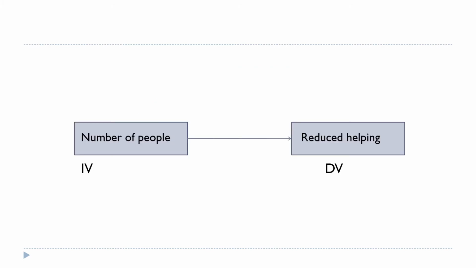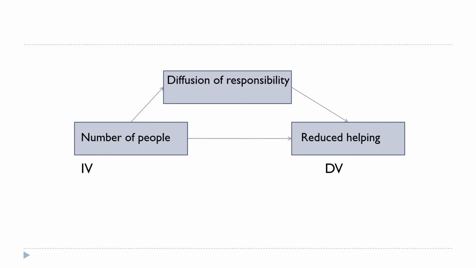Here's another classic example of a mediational relationship, where research has found that as the number of people increases, helping behavior decreases. This is due in part to diffusion of responsibility. As number of people goes up, diffusion of responsibility goes down, which in turn reduces helping. Because of diffusion of responsibility, the number of people reduces helping. If diffusion of responsibility didn't exist, then that relationship wouldn't exist either.